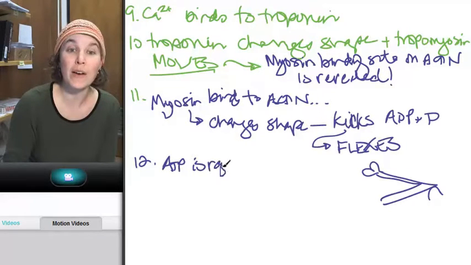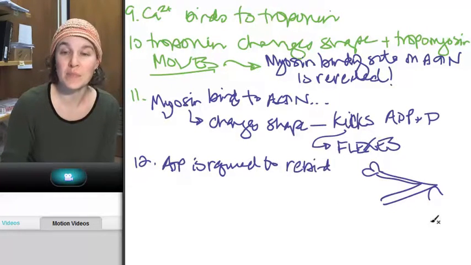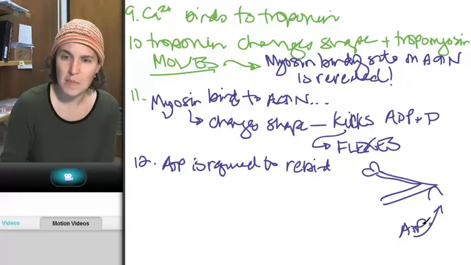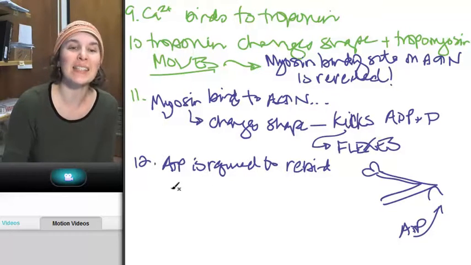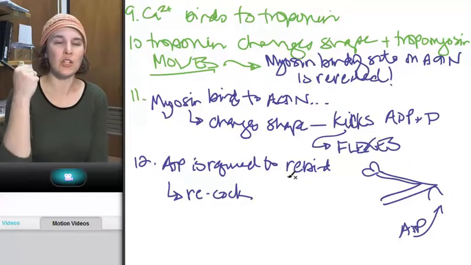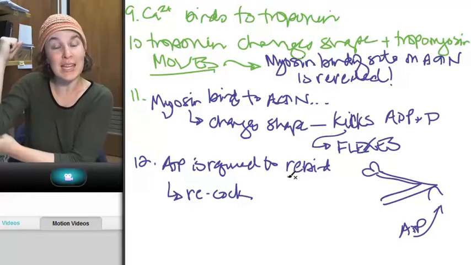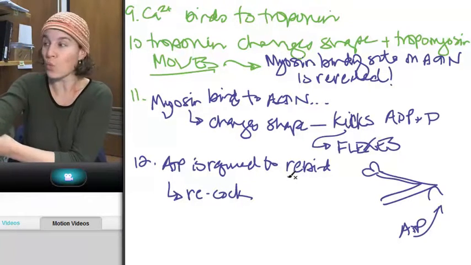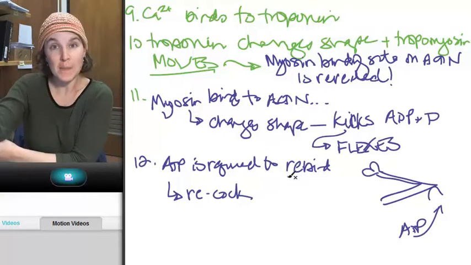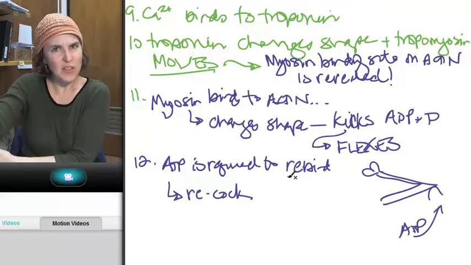ATP is required to rebind. So ATP must come in and bind to this binding site, and the energy from ATP allows the myosin head to recock. So the head got contracted, the myosin molecule got contracted, but if ATP comes in and binds again to that site, the energy stored in the ATP molecule can be used to recock the myosin head. The myosin head gets recocked. ADP plus P keeps hanging out there.